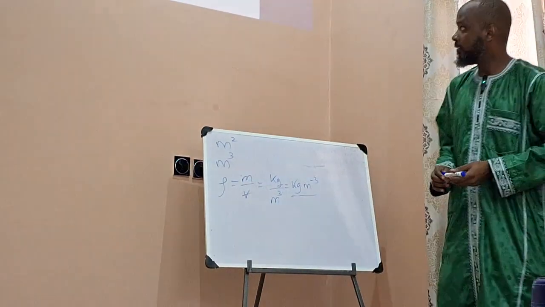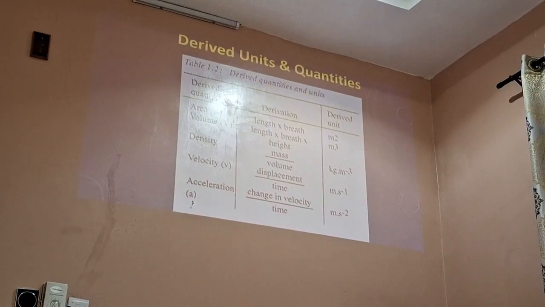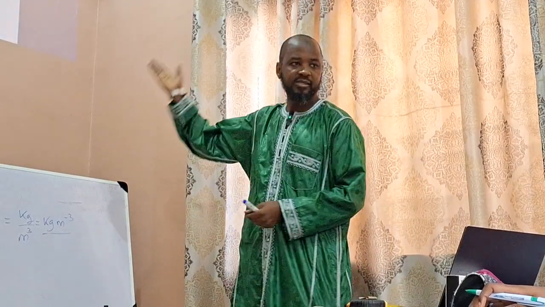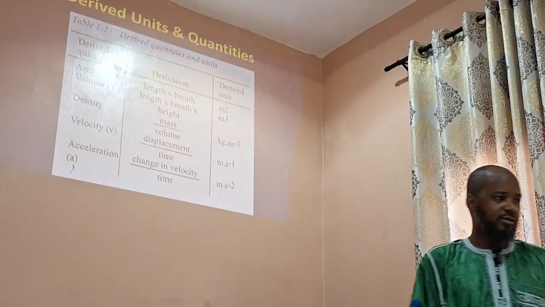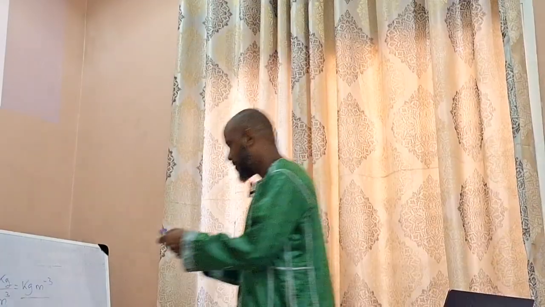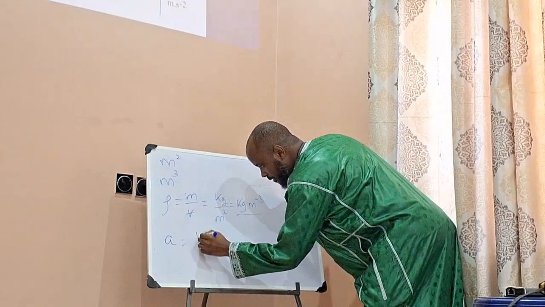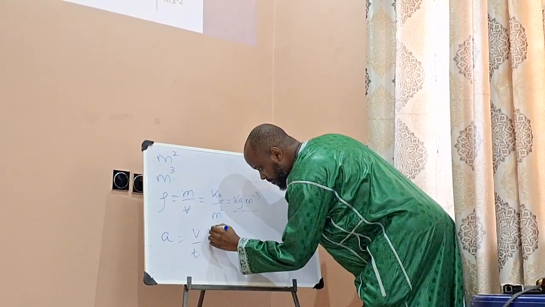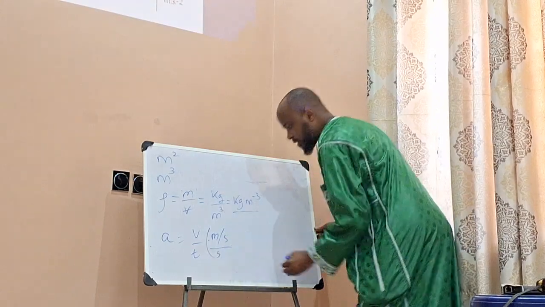Mass and volume. Then you have velocity, which is displacement per unit time. Displacement is distance or length, isn't it? Time is in seconds, so meter per second. Acceleration, which is change in velocity per unit time, is meter per second squared. Because in the case of acceleration, you have velocity per unit time. Velocity is in meter per second, then divided by another second.